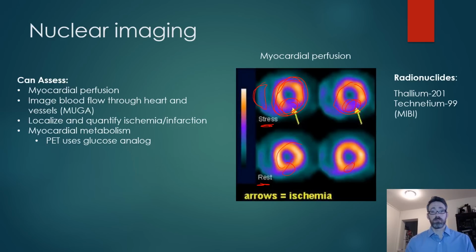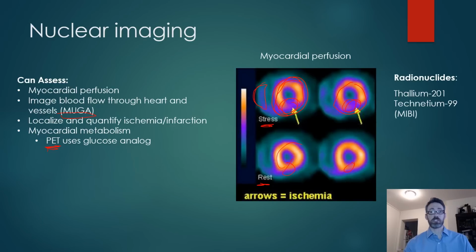Okay, so this is how we would use that to assess myocardial perfusion. We can tag red blood cells, something we call a MUGA scan, and we can actually watch and trace blood as it moves through the heart, and get good calculations of cardiac output, for example. It helps us localize and quantify ischemia and infarction, as I've just mentioned. You can actually get a look at the area there. We can also take a look at metabolism, which is really interesting. So that's the PET scan I mentioned earlier, the positron emission tomography.